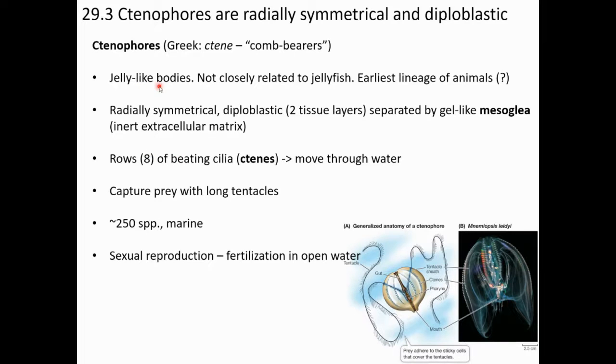So they have jelly-like bodies. They're actually not closely related to jellyfish, although they look very similar in a way. One of the differences is that they have these 8 rows of cilia that come down around the body, and then these long tentacles here. Jellyfish do not have those rows of cilia, for example.